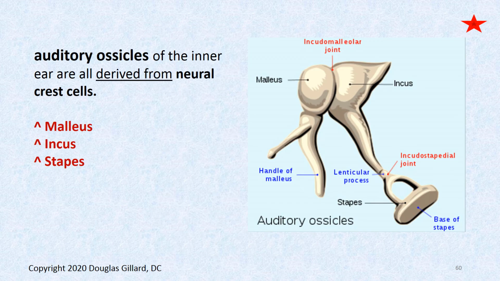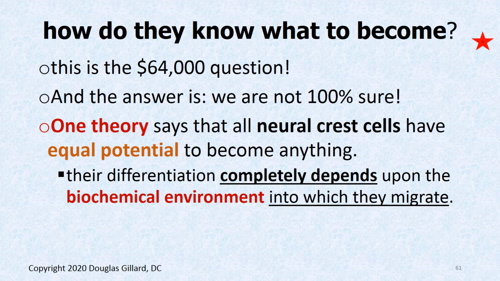There's the auditory ossicles. You probably know these already from undergraduate. But there's the hammer, or the malleus, is here. There's the incus here. So sound is coming that way. And then the stapes is right here. Derived from neuroectoderm. So that's enough of that.